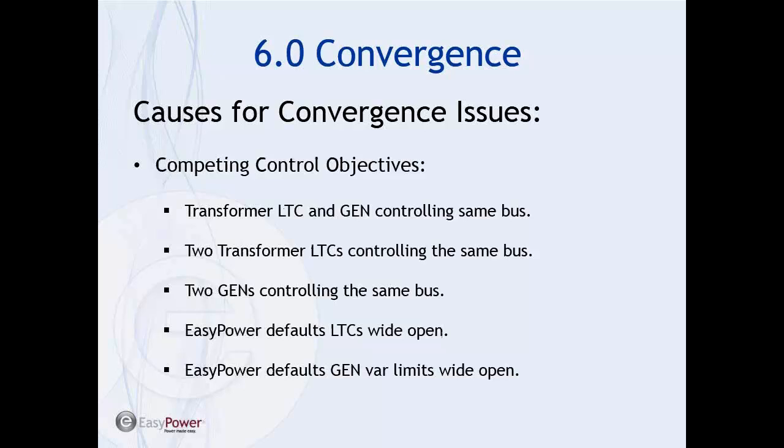Competing control objectives. What if you have transformer LTC and generators controlling the same bus, or two transformers controlling, or two gens controlling the same bus? EasyPower defaults LTCs and generators wide open. So if you don't put settings in there, especially for VAR limits for your generators, you're automatically saying the generator can do whatever it wants. Okay?